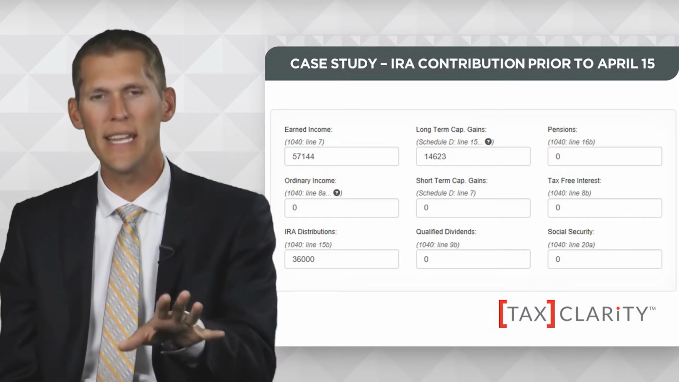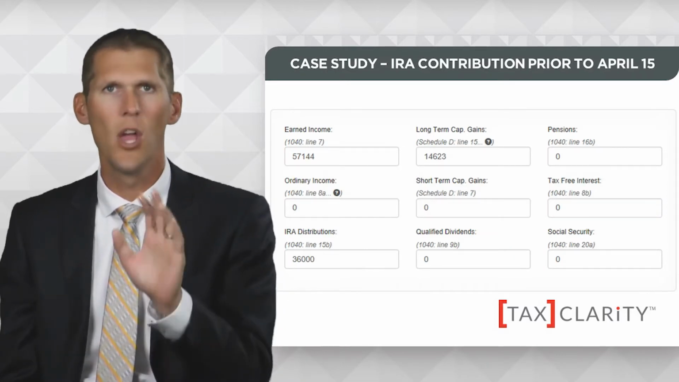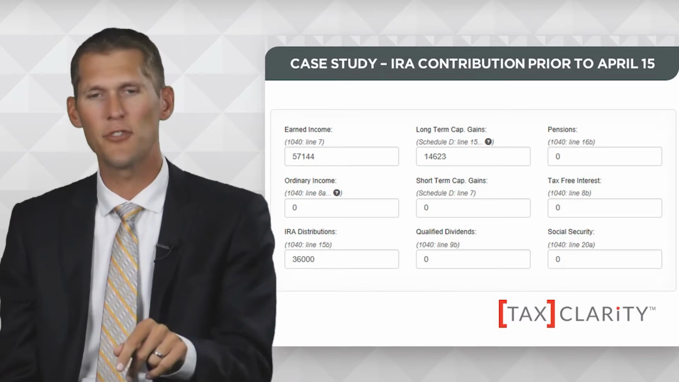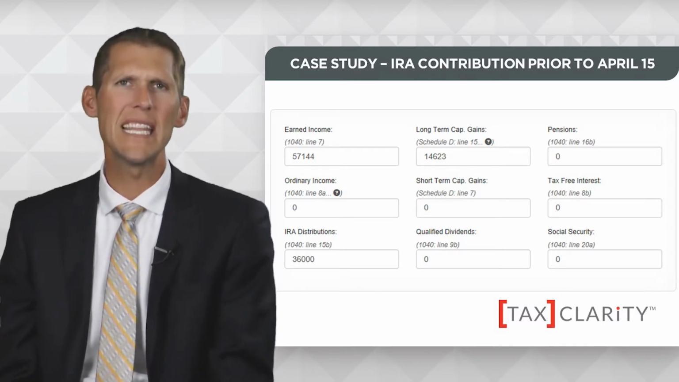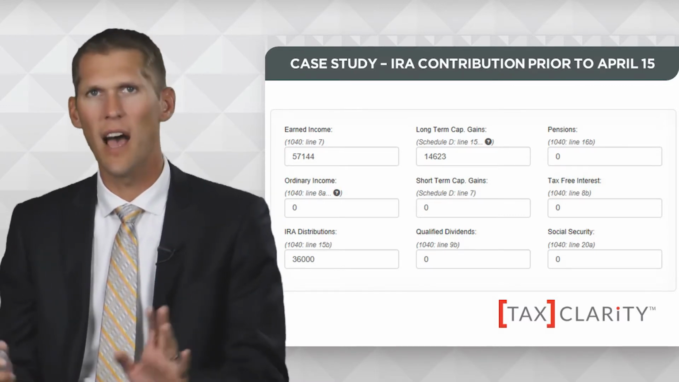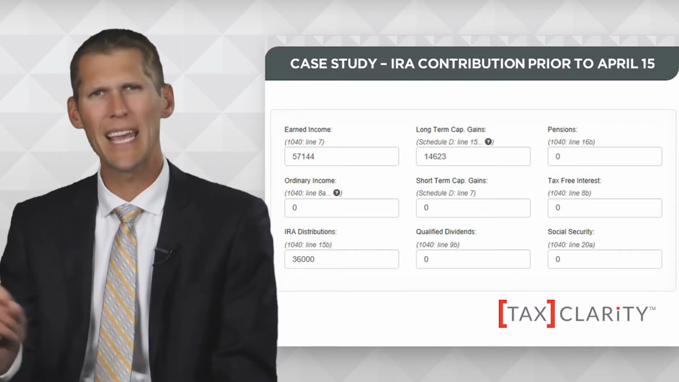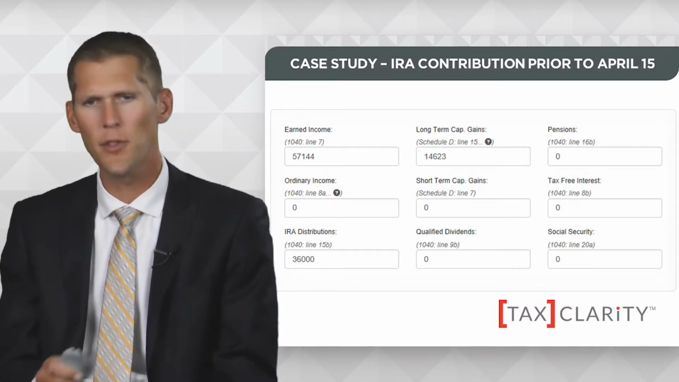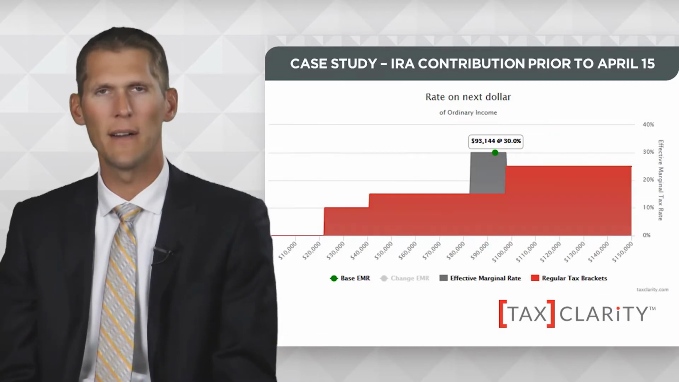You see, we add up all the earned income and we put that in the earned income column. We've got $36,000 in the IRA distributions column. And they had $14,623 of that $25,000. That's how much of it was actual capital gain. So those are our inputs for Tax Clarity.